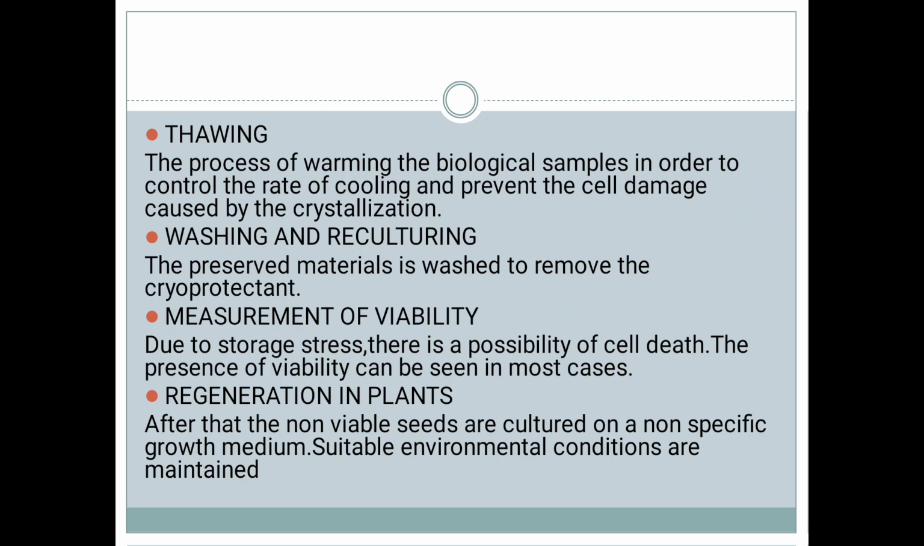Next is washing and reculturing. The preserved material is washed to remove the cryoprotectant. Next one is the measurement of viability. Due to the storage stress, there is a possibility of cell death. The presence of viability can be seen in most cases. The next is the regeneration in plants. After the non-viable seeds are removed, the viable ones are cultured on a specific medium, and suitable environmental conditions are maintained.